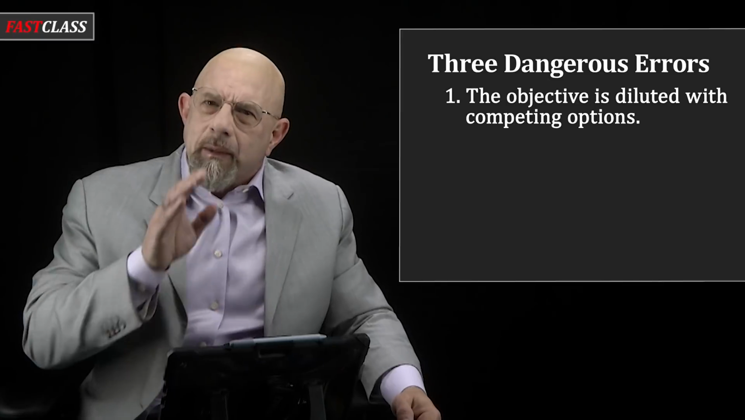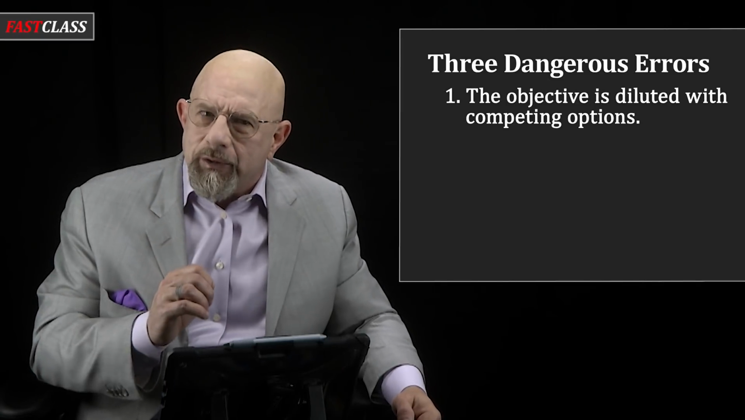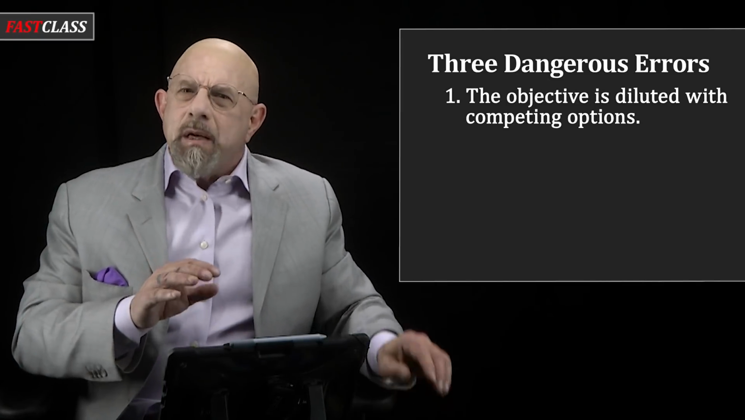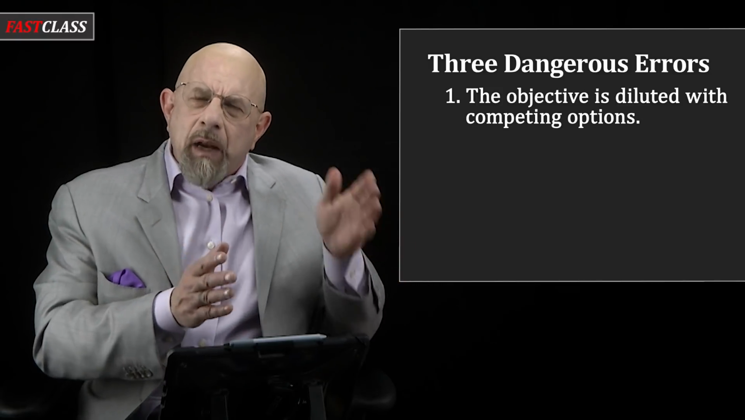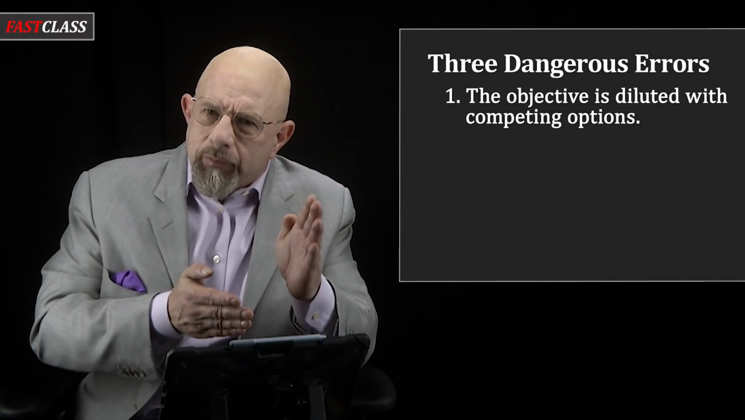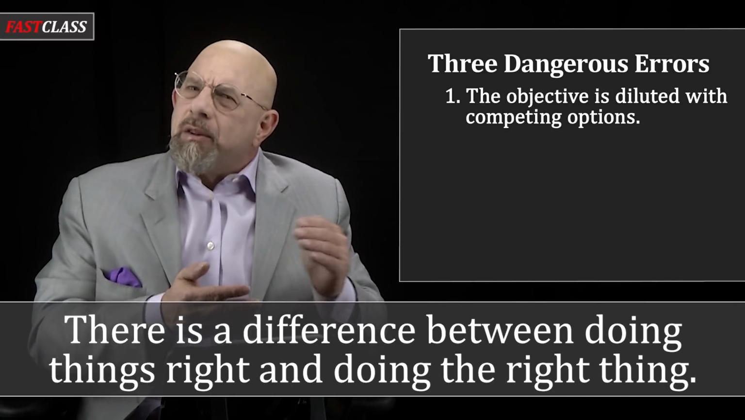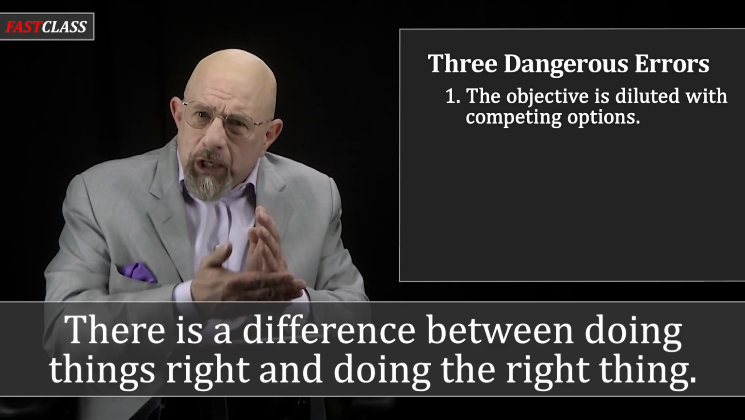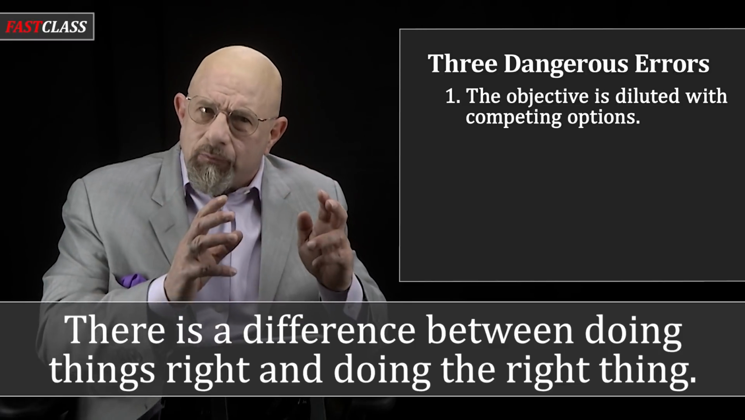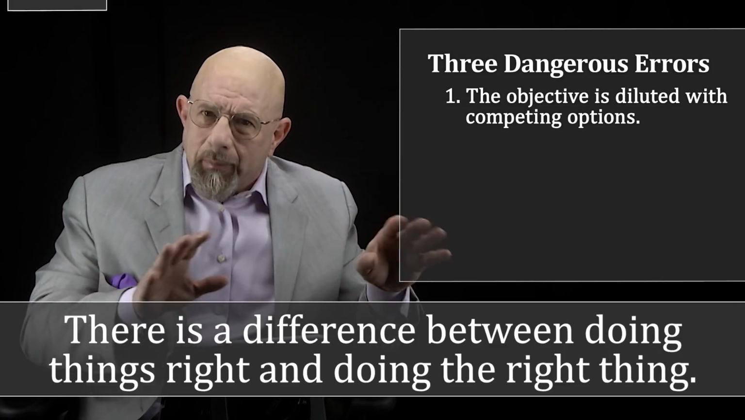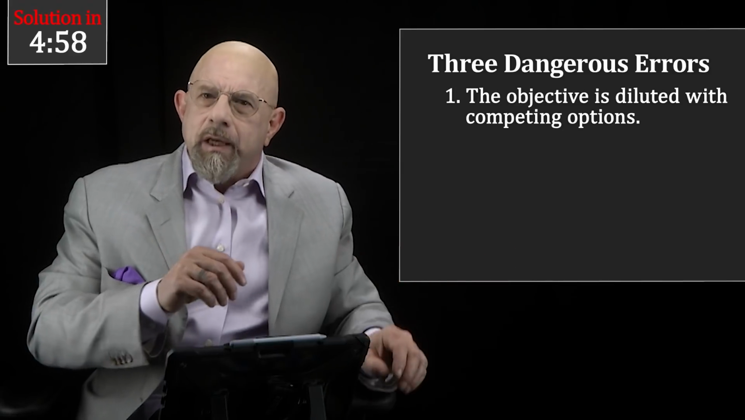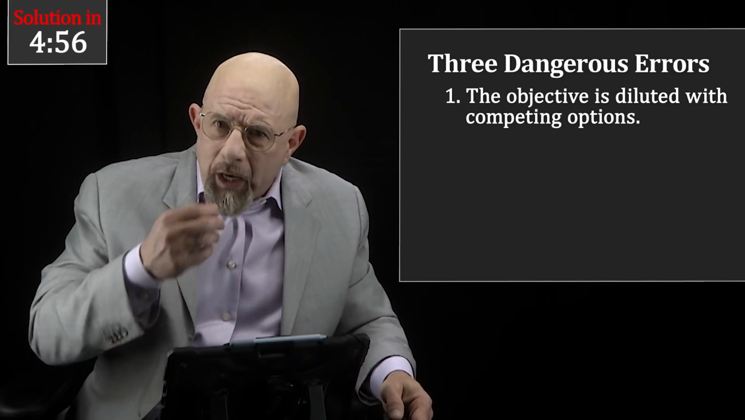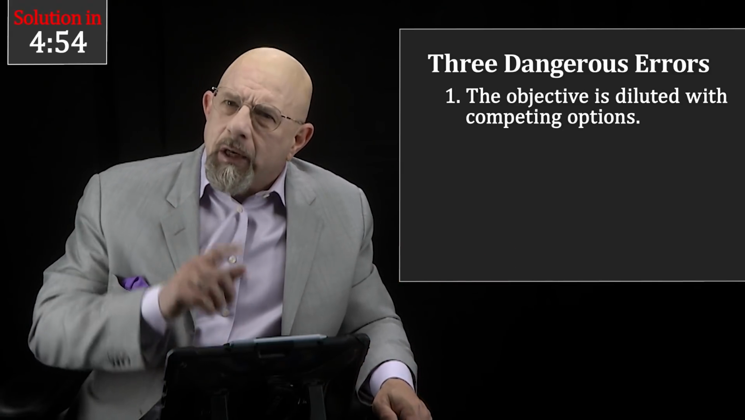So let's begin with those 3 dangers because we see them emerge on this page. Here's the first. The objective is diluted with competing options. You see, there are many good things on this page, but not the one right thing. And there's a difference between doing things right and doing the right thing. And what we need to have here is a clear, central objective. But the page, its elements, its message, well, they are diluted. Now, we need to be aware of that, and you may have the same problem. But let's go to another one.